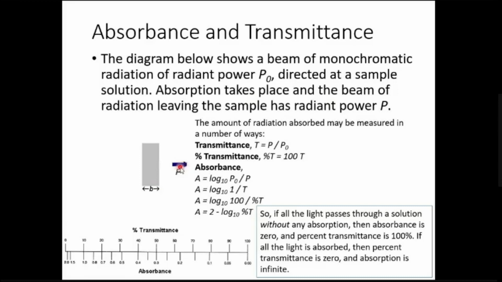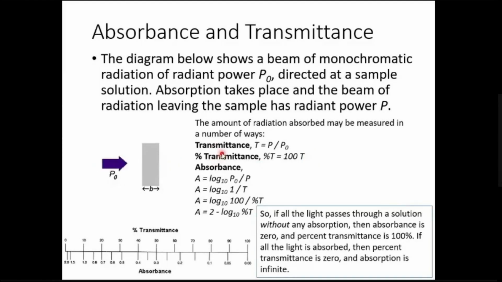The amount of radiation absorbed may be measured in many ways. First is transmittance, indicated by T. The formula is P upon P0, that is, intensity transmitted per intensity incident. Okay. Now there is percent transmittance. It is indicated by percent T, and it is 100 multiplied by T. That is 100 multiplied by P divided by P0.